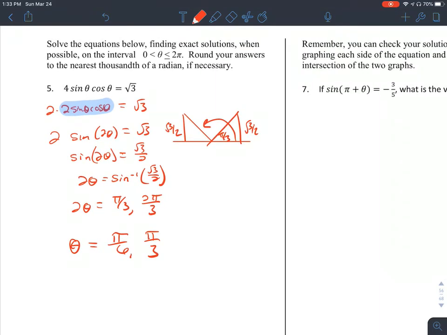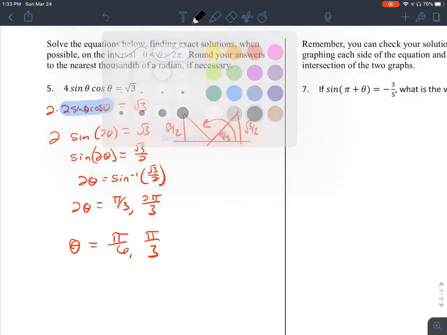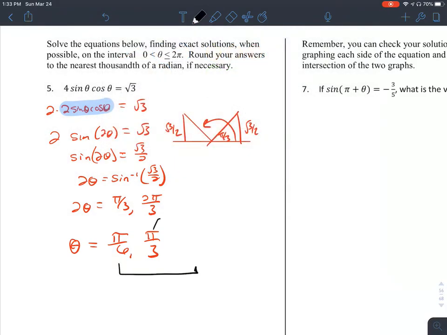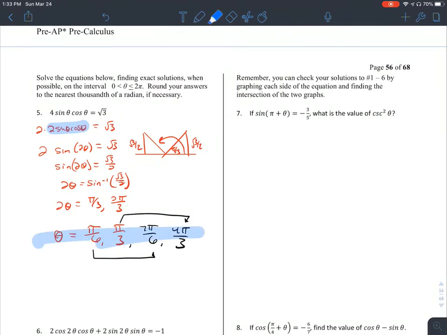Since the original angle that we have here is 2 theta, that means that the period, instead of fitting one period between 0 and 2 pi, we can now fit 2 periods. So that doubles our answer. Each new answer is exactly 1 pi away from one of the first answers we got. That's going to be 7 pi over 6 and 4 pi over 3. Those are our 4 answers for that.